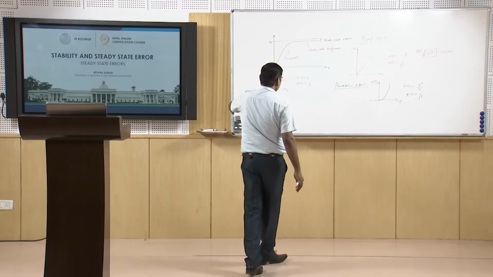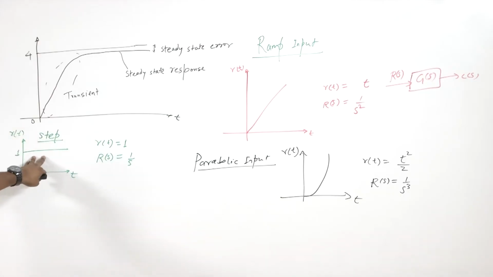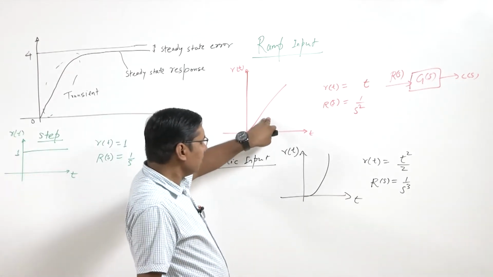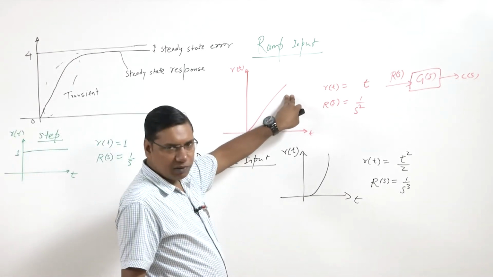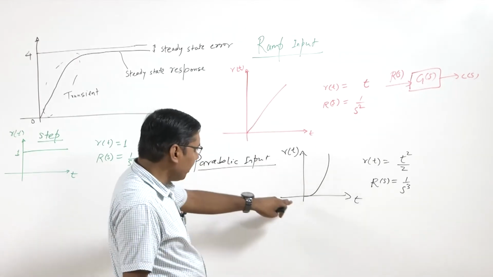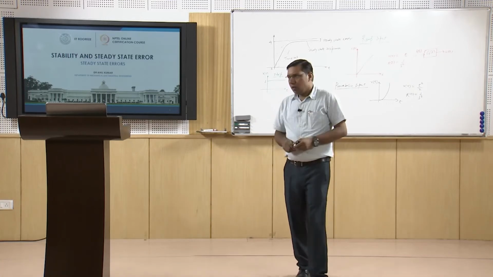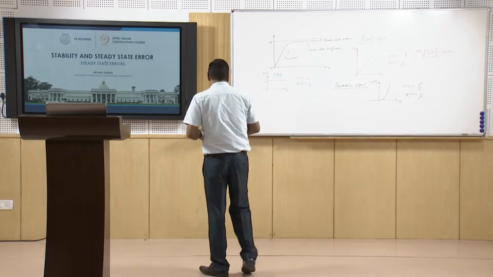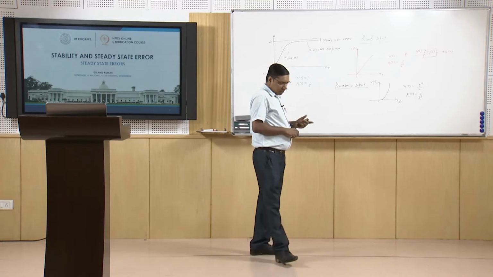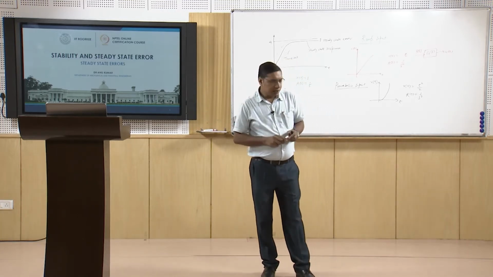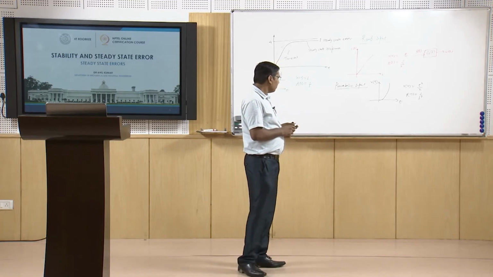So we see the importance of these three inputs: step input to monitor the stationary position, the ramp for position changing with constant velocity, and the parabola for position changing with constant acceleration. We will study the steady state error against these three types of test inputs.